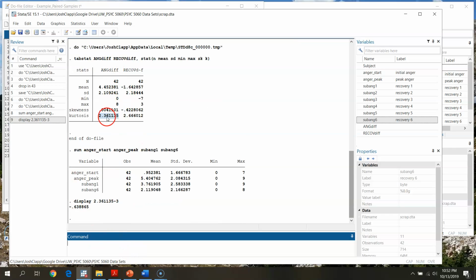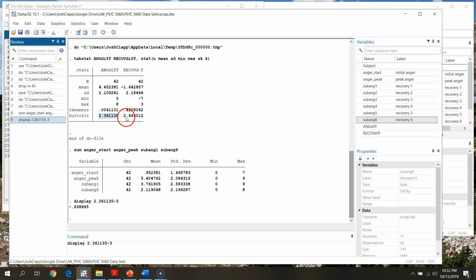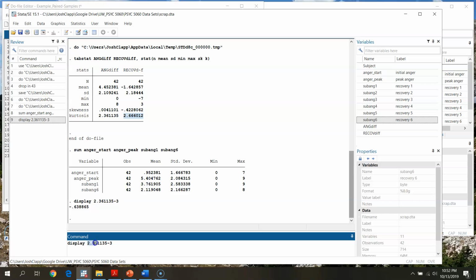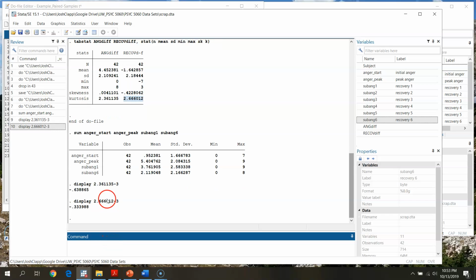So for anger difference, I have a negative kurtosis value of about 0.64. I can do this again. Again, remember, if I just click on this, it pops it down into this. Go through and display here. So for my anger recovery, a negative kurtosis value of negative 0.33. So again, based on my distributions, everything's looking pretty much okay here.